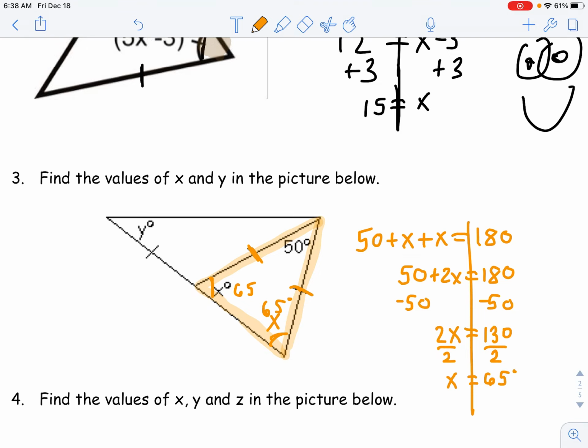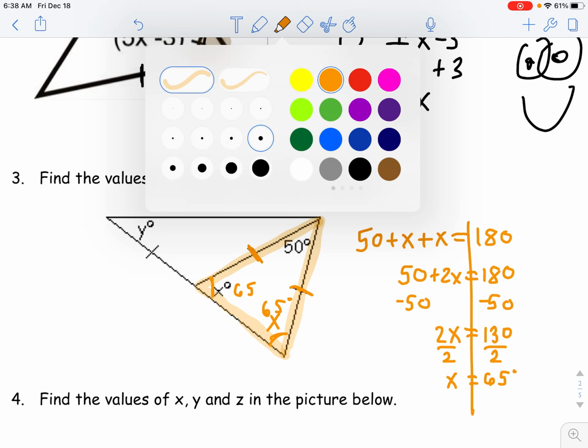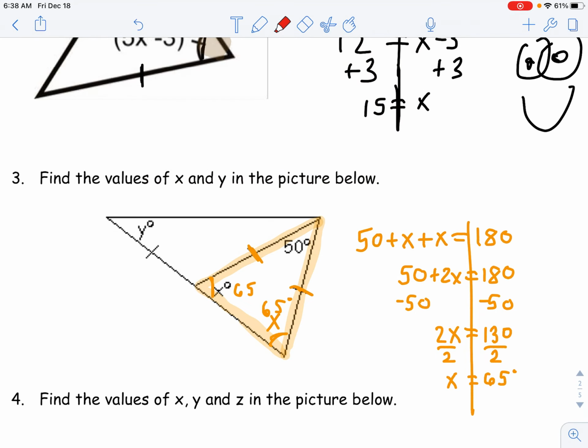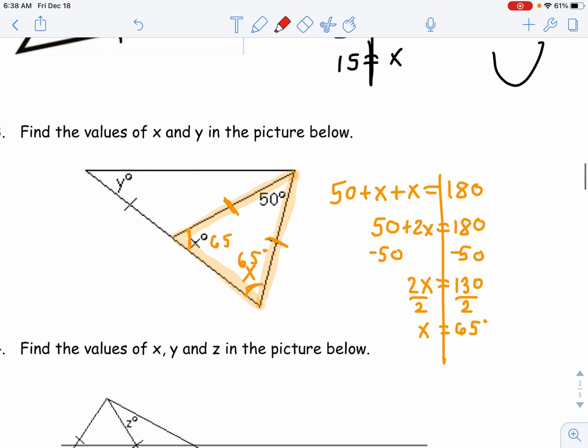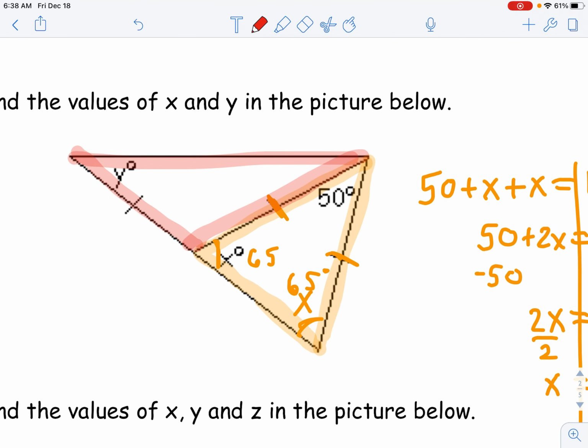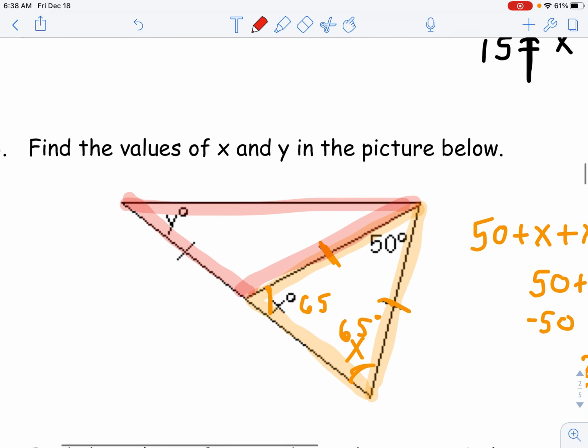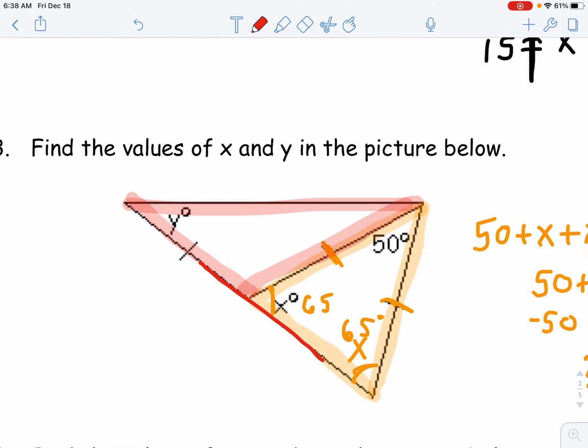All right, well, cool, I found x. Now, how do I find y? There's actually a couple ways to do this. I'm going to do it the hard way. There's an easier way to do it, but I'm going to do it the hard way just to force you guys to use the base angles theorem again. There's a quicker way, but sometimes it's good to practice the new stuff.